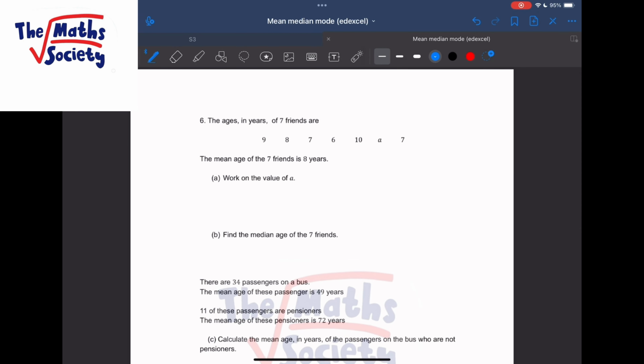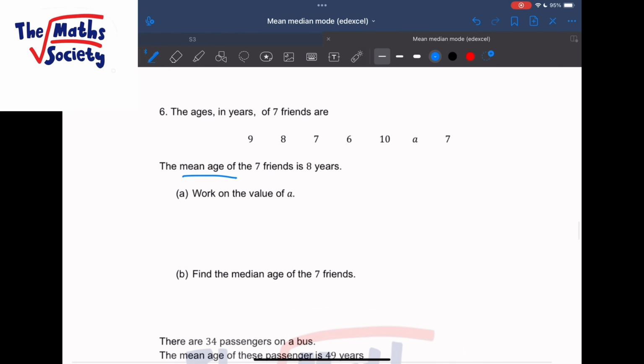So the ages of your 7 friends, the mean age of the 7 friends is 8. So we just need to add all of them, which is 9 plus 8 plus 7 plus 6 plus 10 plus 8 plus 7 divided by 7 friends, and that is 8, right? So then you will have 47 plus a divided by 7 equals 8. So 47 plus a is equal to 56. A will equal 9 when you minus them.